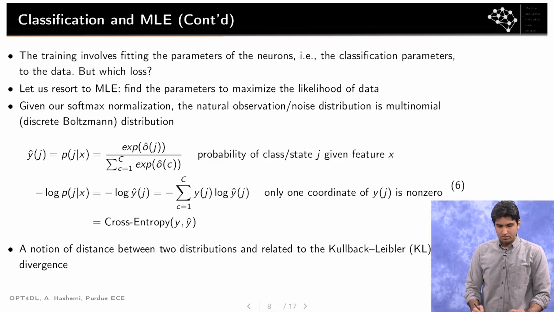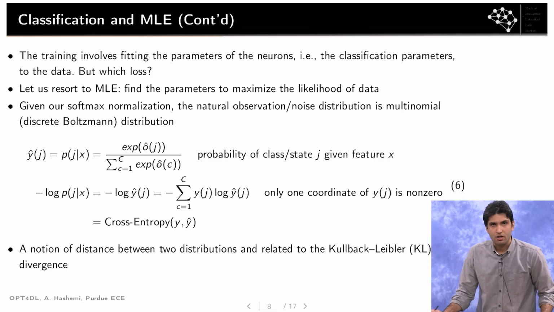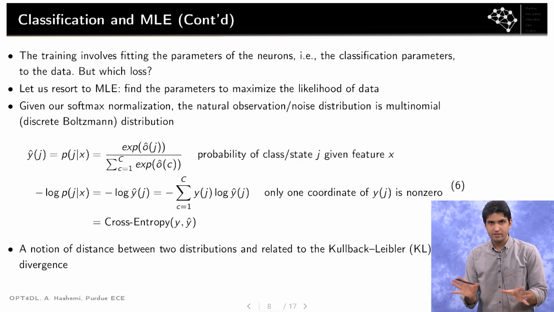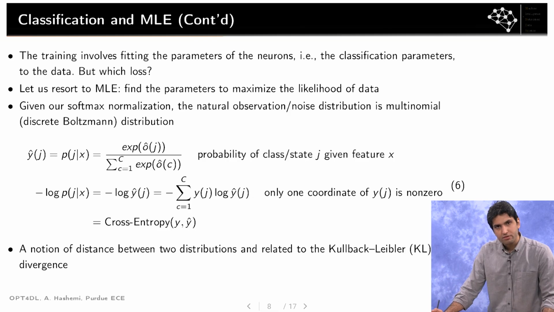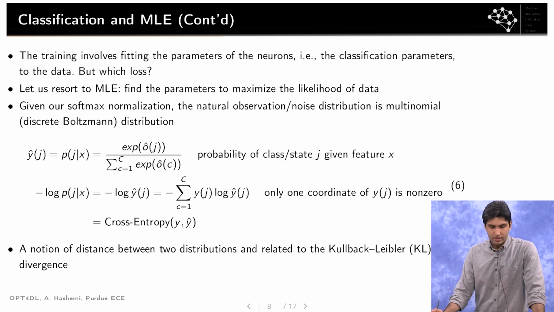All right, so that's basically our very simple classification model. We're going to use a linear model like before, but because we want this nice feature that the outputs represent the probability that the input belongs to a specific class, we also leverage softmax normalization. So what's the training process then? The training involves finding parameters such that we get the best fit to the data.